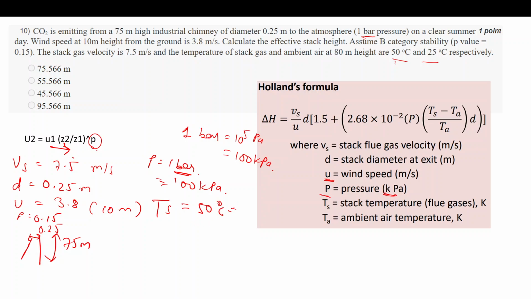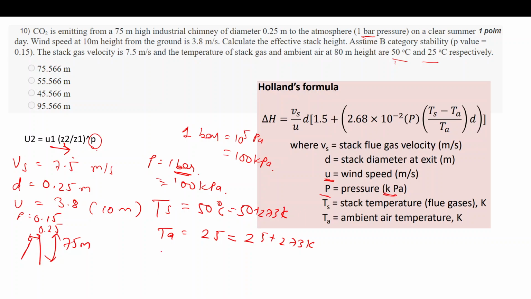If you convert it in Kelvin, it will be 50 plus 273 Kelvin. And for ambient air, it is 25 degree, which will be 25 plus 273 Kelvin. Now, you just need to substitute all the values and everything will be calculated.